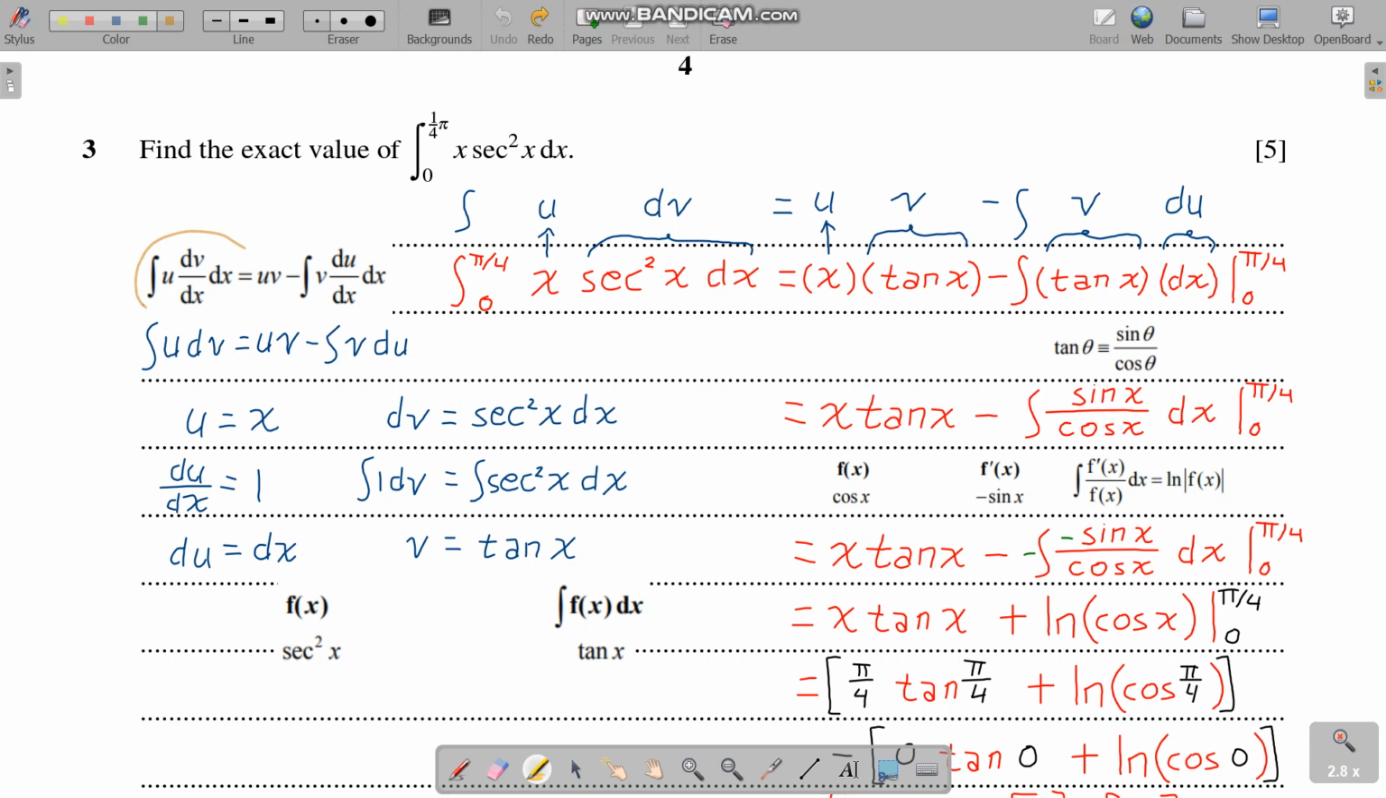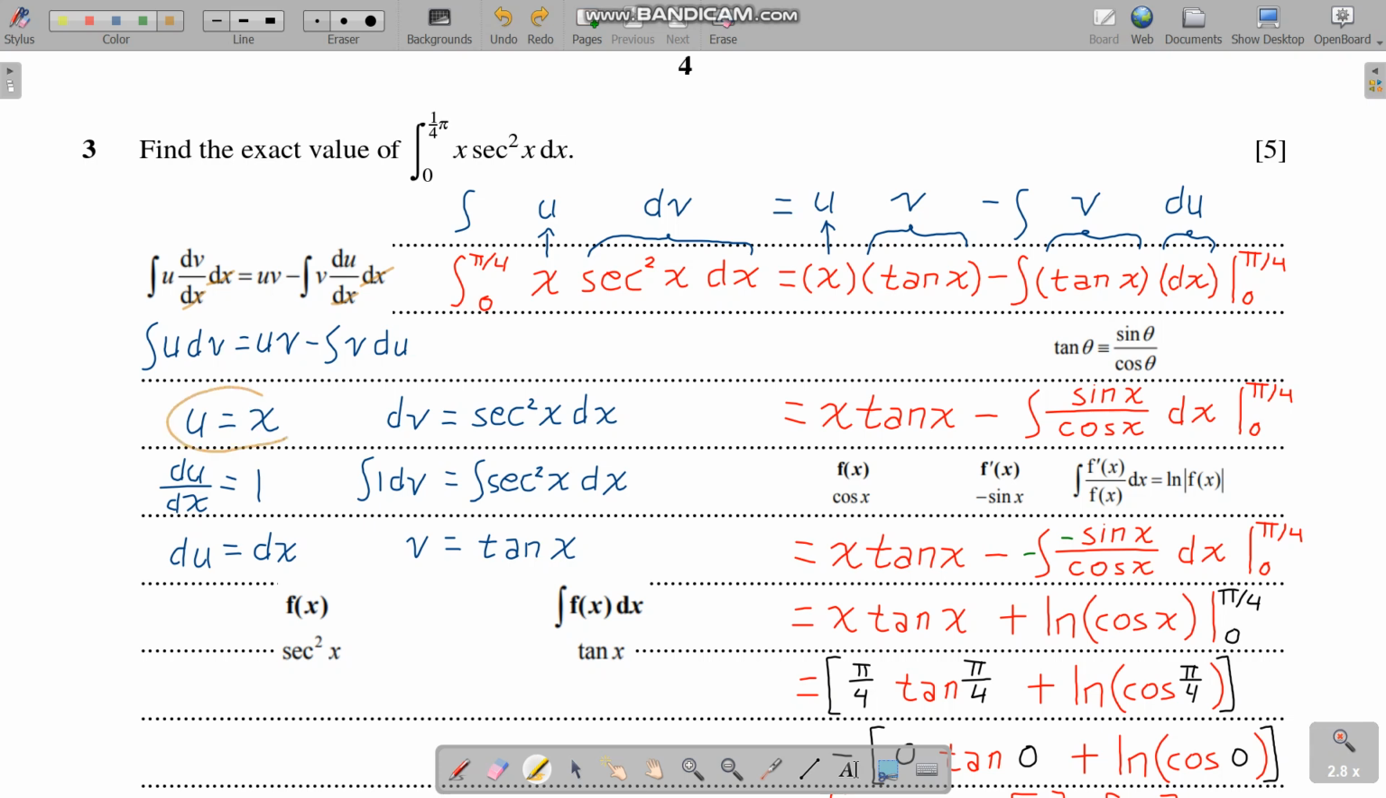So this is the integration by parts formula in the MF19. Actually, if you simplify, cancel out, we have this form. So integral u dv equals uv minus integral v du. So this is what we use. We have to identify the u and the dv.